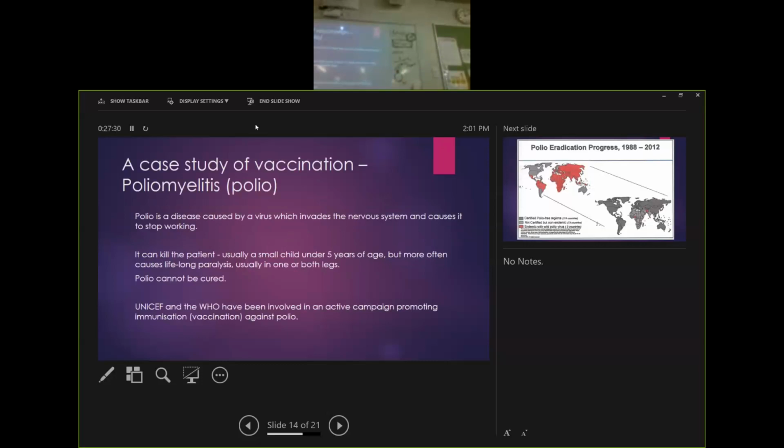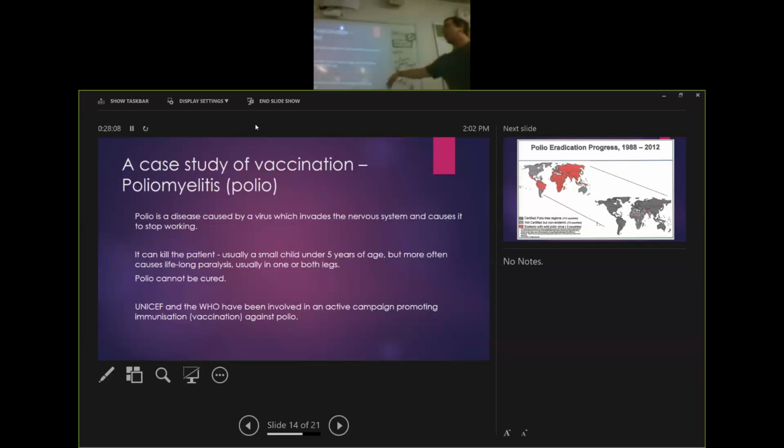Let's have a look at a case study: polio. It's a disease caused by a virus invading the nervous system, and it pretty much stops the nervous system from working. It's a pretty horrific disease. It can kill the patient, usually children under 5 years of age, but can also cause lifelong paralysis. We can't cure polio, but we can vaccinate against it, so we can stop it from happening.